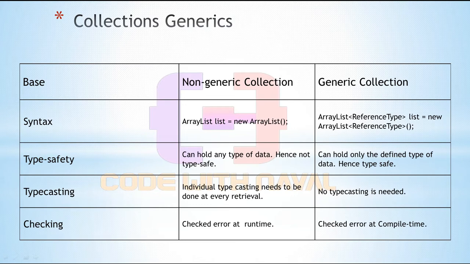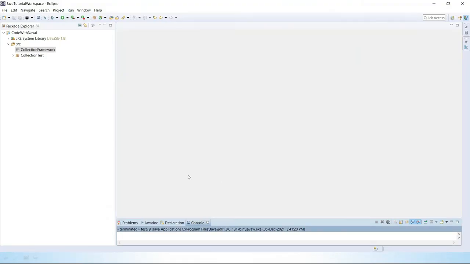But you have to be ready to face this problem. You have to be ready to face type-unsafety. You have to be ready to face runtime errors. Okay, these are the two types, generic and non-generic. Now let's open Eclipse and see it practically.